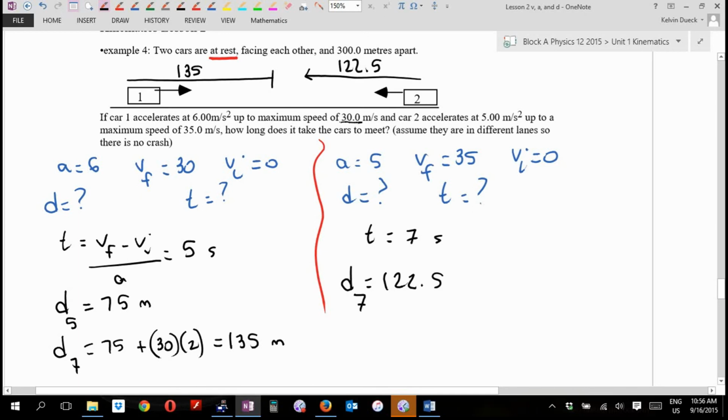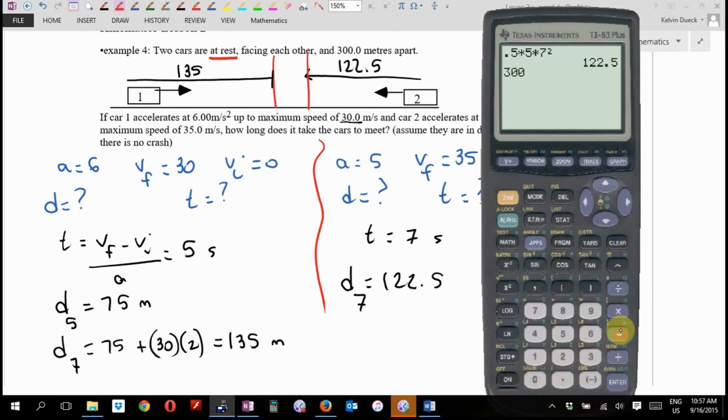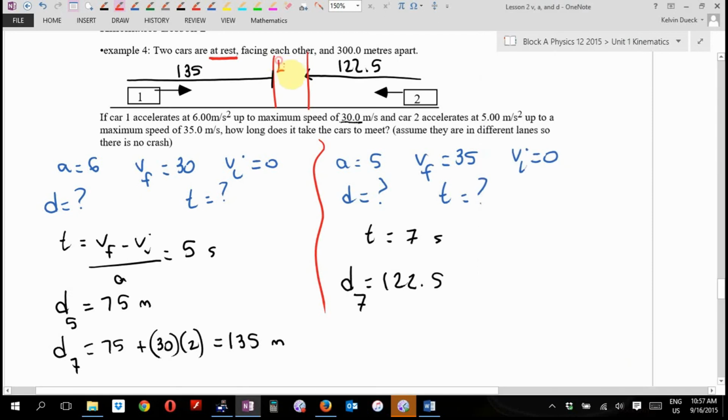Right? Yes? First, I'd like to know what's left. How far apart are they after 7 seconds? 257.5. Please do the math. It's going to be 300. 42.5. Take away 135. Take away 122.5. Okay, now we have 42.5 meters left to cover.